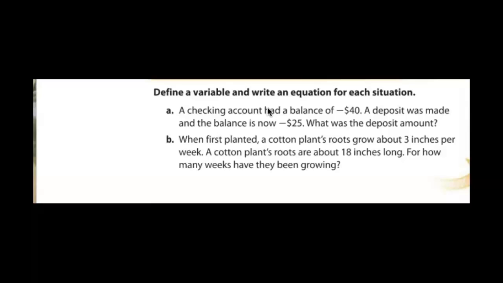It tells us that it wants us to define the variable, and that's give a letter to the missing amount that we don't know, and then we're going to write an equation for each situation. So let's read A. A checking account has a balance of negative $40. A deposit was made and the balance is now negative $25. What was the deposit amount? Okay, so I want you to assign a letter that represents the unknown amount that was deposited. Go ahead and answer that for me, please.